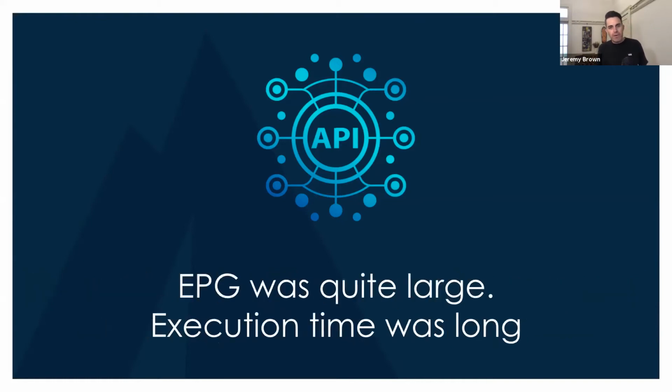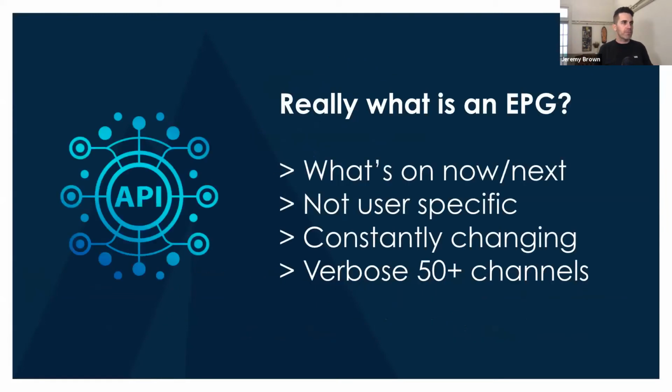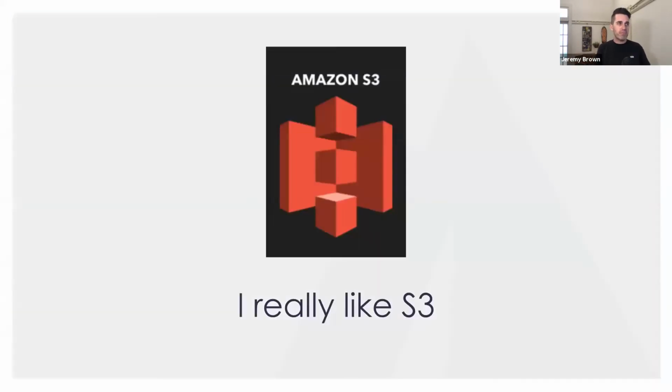The EPG was quite large and the execution time was long in Lambda because of the 54 channels and the amount of sourcing that it had to pull from. So I kind of broke it down and said, well, what is an EPG? It's what's on now, next. It's not user specific. It's constantly changing and it's verbose, but it's pretty good and static.